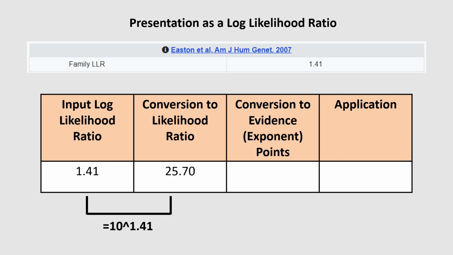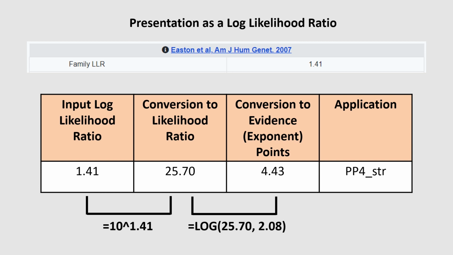For a case where the study uses natural log to calculate their log likelihood ratio, use the exponent function to perform this conversion instead. 25.70 can then be converted to exponent points by applying log to base 2.08. This translates to 4.43 points, or an evidence strength of strong.